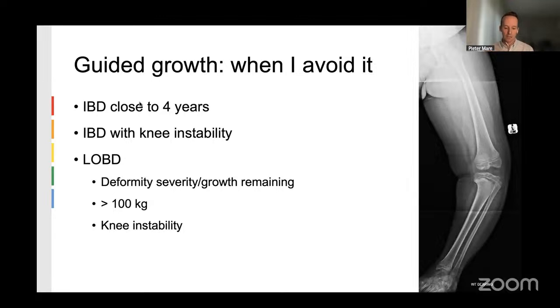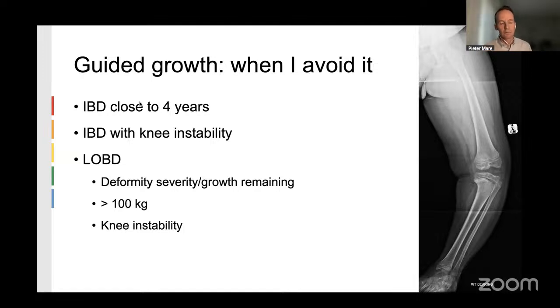Now, to me, the aim should still be, as it always has been, to correct the deformity by the age of 4. So if I feel that I'm not going to effect deformity correction by the age of 4 with guided growth, knowing that it's going to take some time, going to correct between 1 and 1.5 degrees per month, depending on the growth velocity at the time, I would rather go and do a tibial osteotomy and correct the deformity immediately.